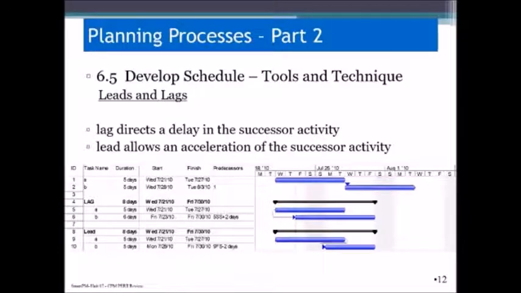Under a lead, we'll establish a finish to start relationship, but in this case, A will start, and 2 days before it finishes, we'll commence with activity B. Leads and lags.